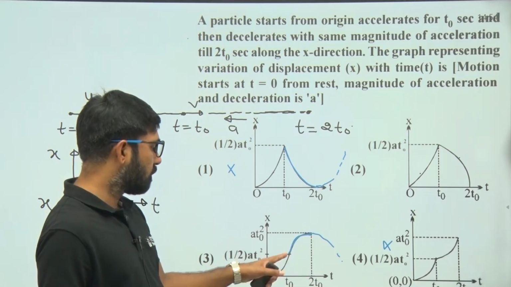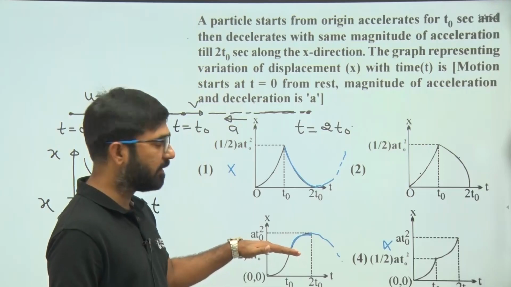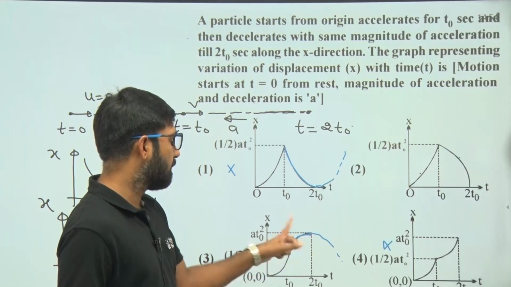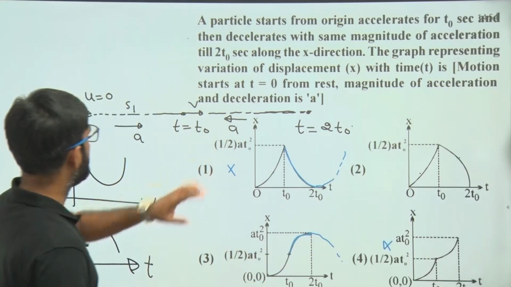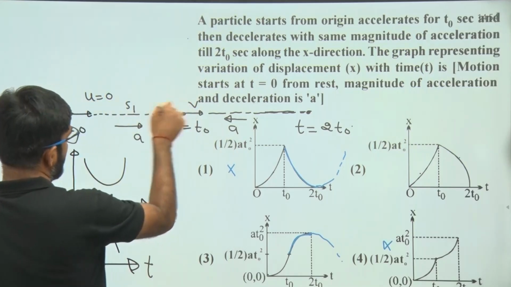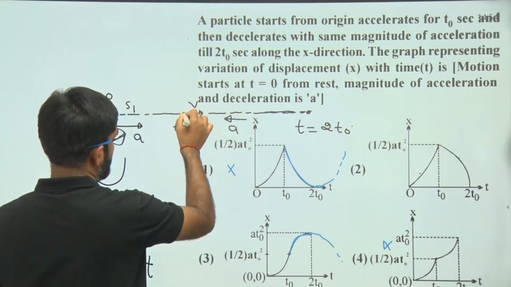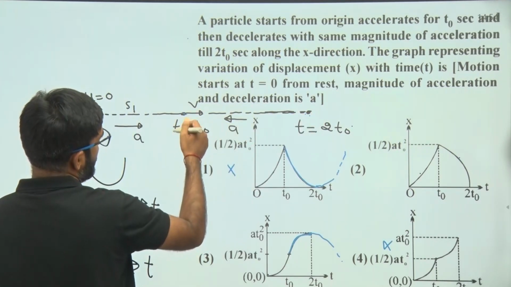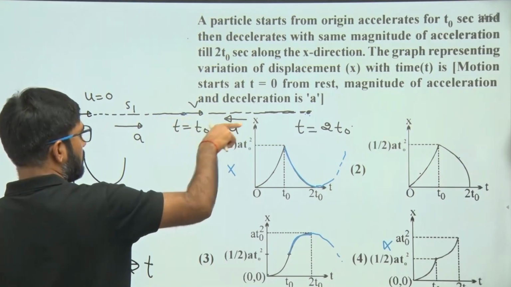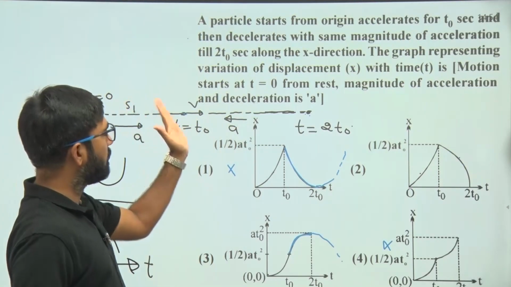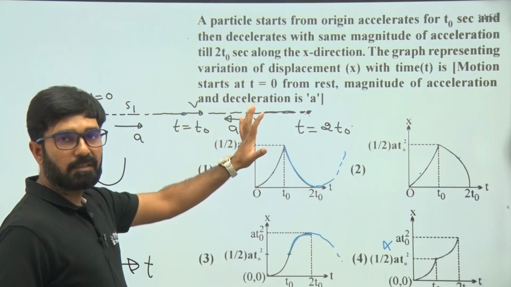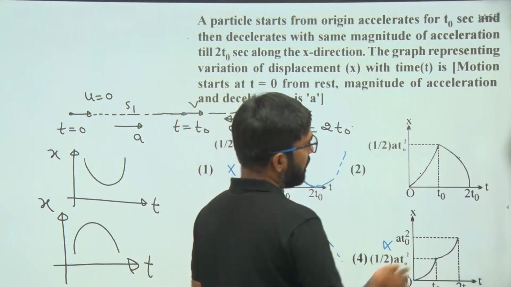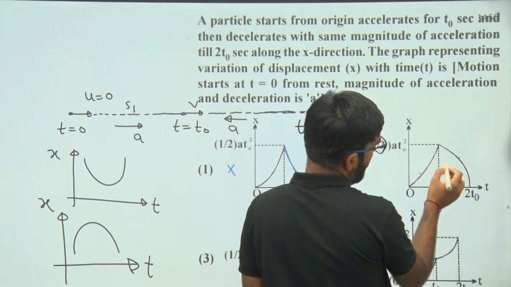From t equal to 0 to t equal to t naught, the x coordinate of the particle increases. According to this graph, from t equal to t naught to t equal to 2t naught, the x coordinate is again increasing. According to this situation, from t equal to 0 to t equal to t naught, the x coordinate will increase. Again the velocity of the particle will decrease from t equal to t naught to 2t naught, but beyond t naught the x coordinate also increases. From t equal to t naught onwards, the x coordinate of the particle is still increasing. This graph shows that the x coordinate is increasing, but this graph shows that the x coordinate is decreasing beyond t equal to t naught.